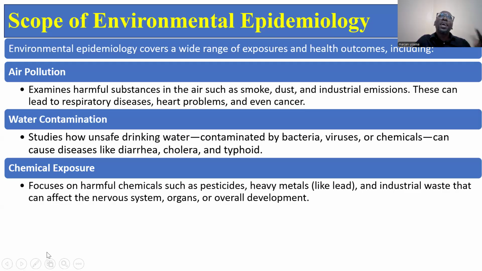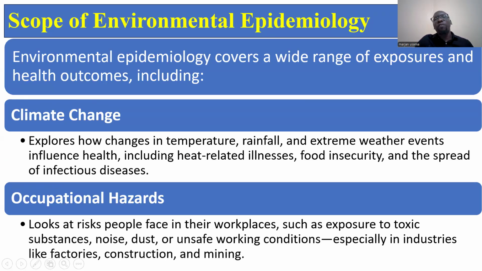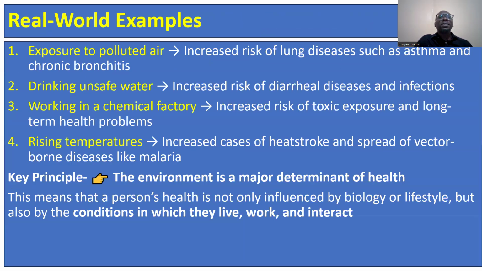So it studies the air and basically tries to check if the air is polluted. Can it affect our health? Number two, the water. It also studies water sources and water contamination and its effects on our health. Then chemical exposures. Then four, climate change, and occupational hazards. Now, these are just some examples of the scope of environmental epidemiology.